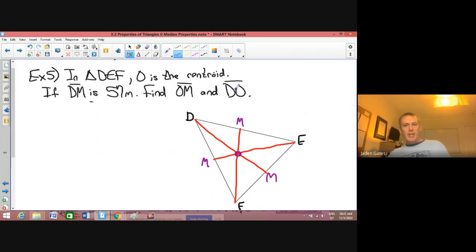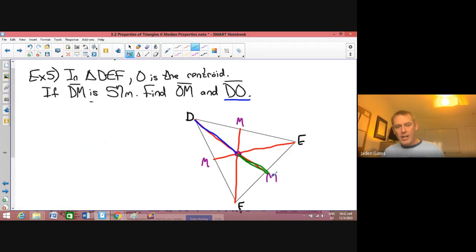And it is saying D to O. I'm going to draw that in blue. I'm going to find D to O. All right, O to M. So that'd be my centroid to this M right here. Because we're talking about D to O and O to M, they've got to be on the same line here. Now, this entire line, here's a trick.